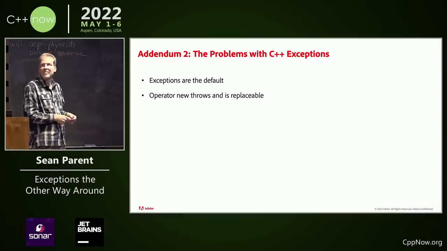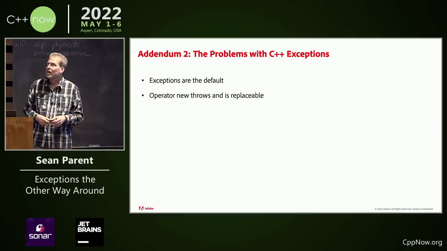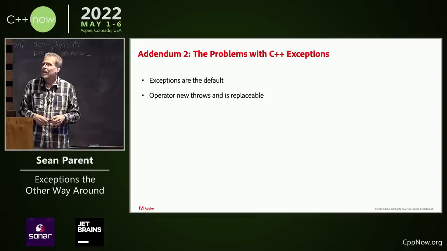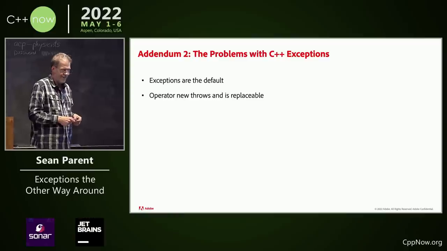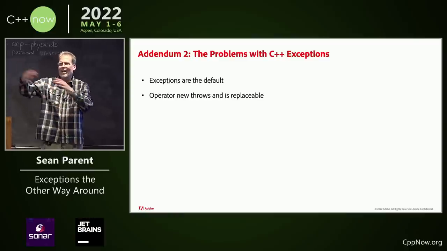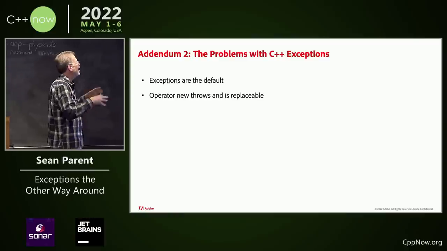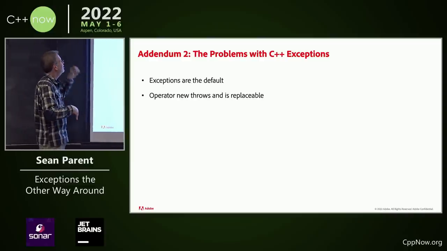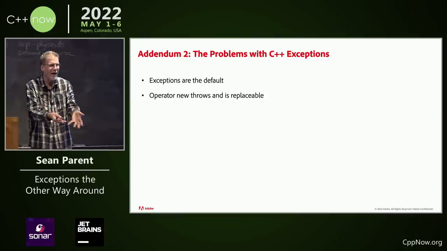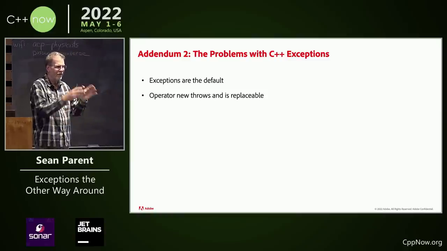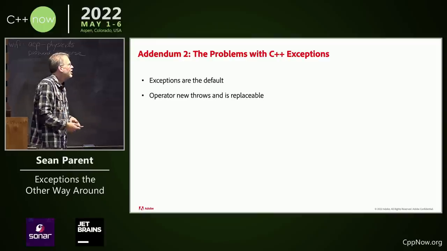Wait, Sean, I'm sorry. Yeah? When you say exceptions on is the default, I think what you mean is this function could throw is the default, not the compiler option. Yeah, no, that compiler option isn't standard. We're talking about standard C++, not turning exceptions off. What I mean by exceptions are the default is not that they're on in your compiler by default. I mean that if I don't say anything on a function, it can throw, okay?